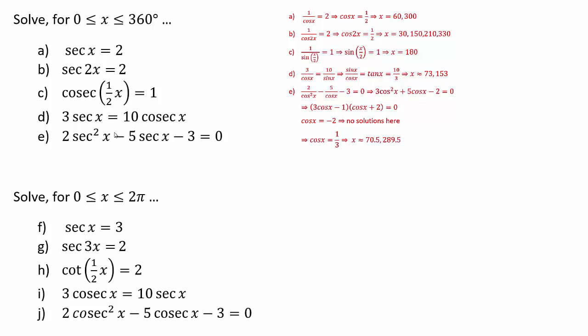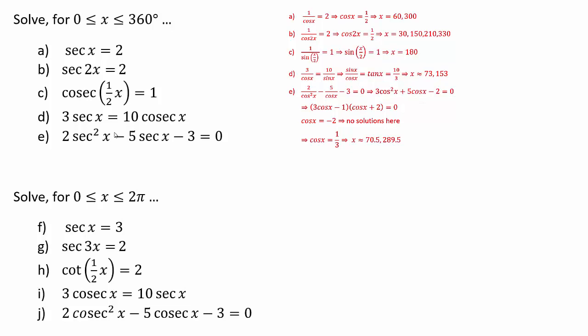You've got 3 over cos x equals 10 over sine x. Multiplying through both sides by sine and cos, multiplying through by sine x and dividing through by 3 will get you to sine x over cos x, which is in fact tan x, equals 10 thirds, which solving that gives us the values of x equals 73 and 153.